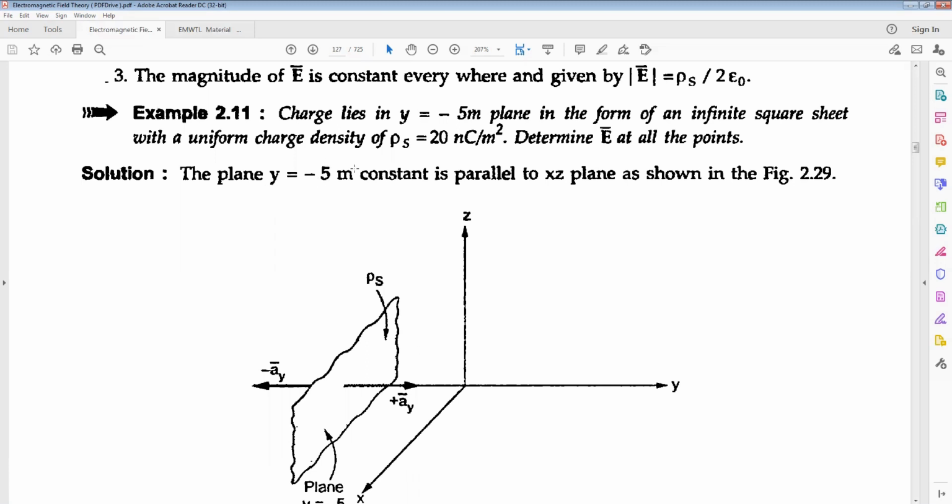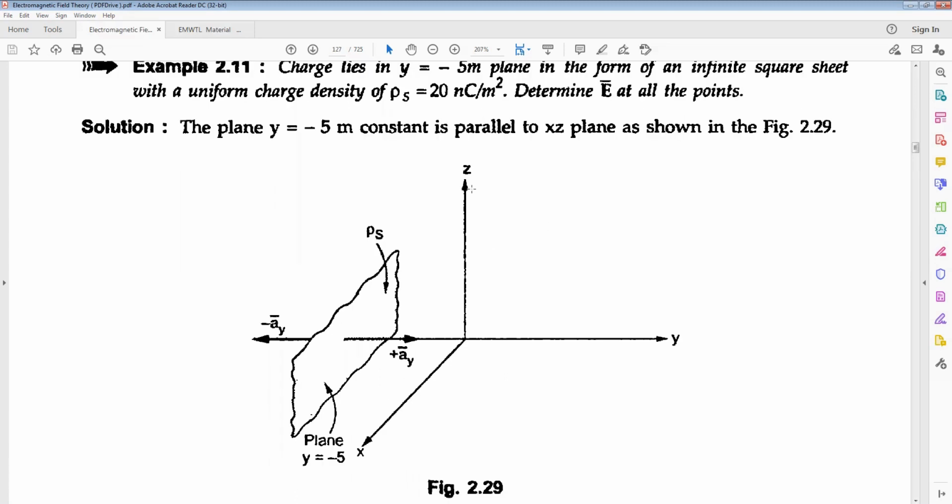The plane y is equal to minus 5 meters constant is parallel to the XZ plane, as shown in the figure here. XZ plane means this is the XZ plane. So actually it looks like this. This is the plane, exactly parallel to XZ. The plane y is equal to minus 5 meters constant is parallel to the XZ plane. Got it?